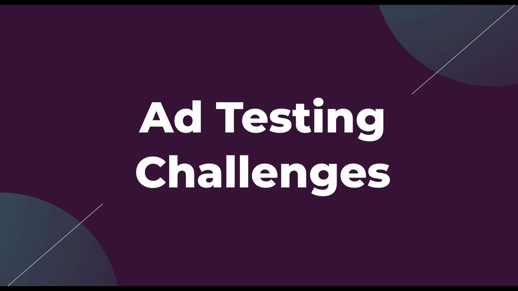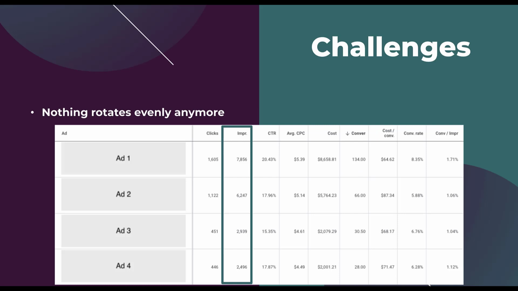Hopefully they don't impact you every time, but they are things that we'll need to deal with and decisions that we'll have to make. The first is that nothing rotates evenly anymore. Although we have 4 ad variants, each of them has relatively similar messaging, and there's no big difference in the quality score of the keywords, anything like that. You'll notice that we have a pretty big discrepancy in the number of impressions. That first ad has 7,800 impressions, the second has 6,200, and ads 3 and 4 are below the 3,000 impression line.